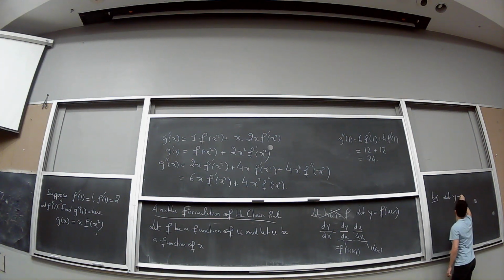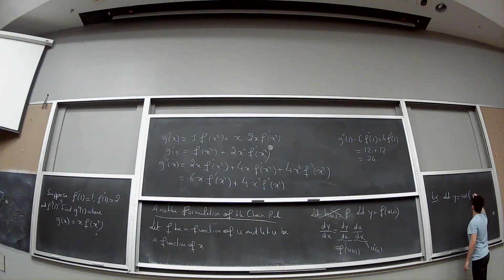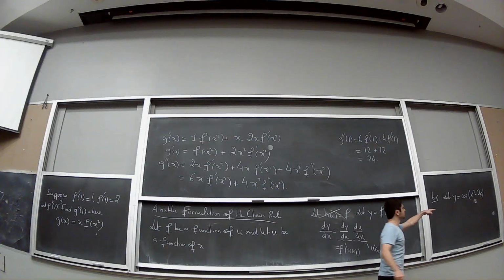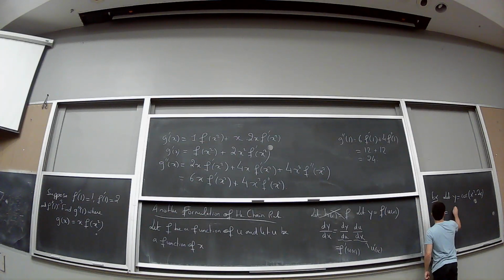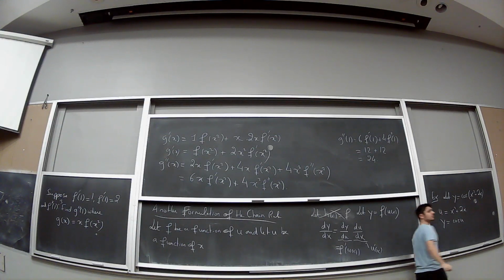Let y be equal to, let's say, cosine of x squared plus 2x. We already know how to differentiate y with respect to x. But let us set y equal to f of u of x, where u of x is x squared plus 2x. So you let u be equal to x squared plus 2x, so y is equal to cosine u. Do you agree with this or not?